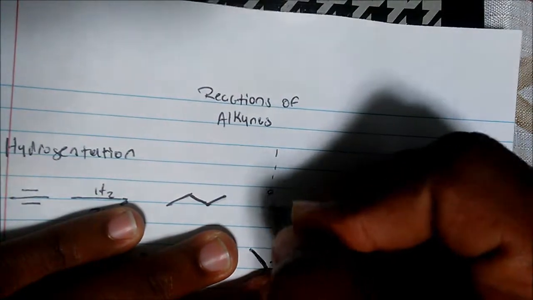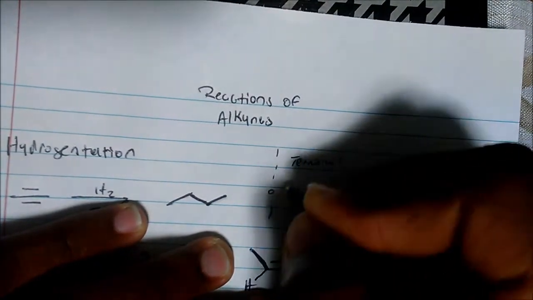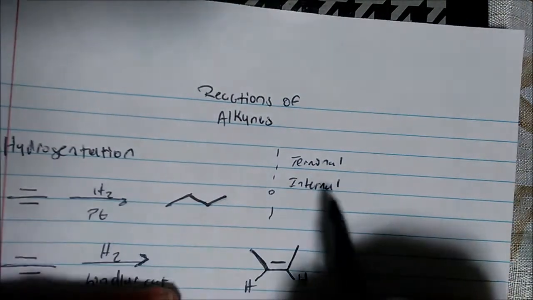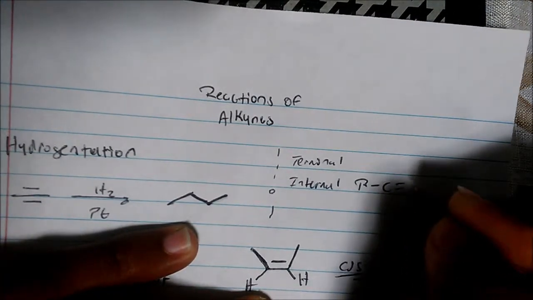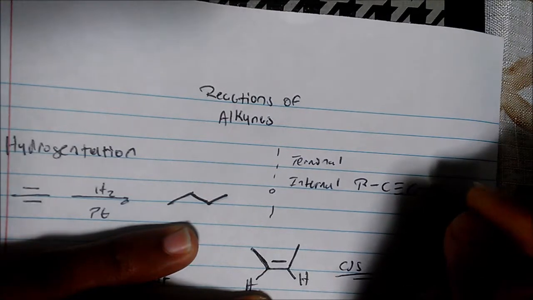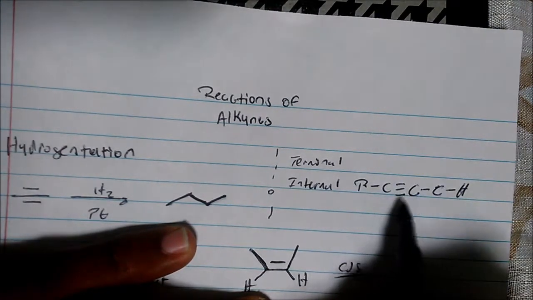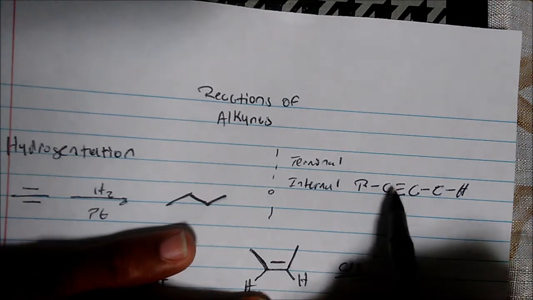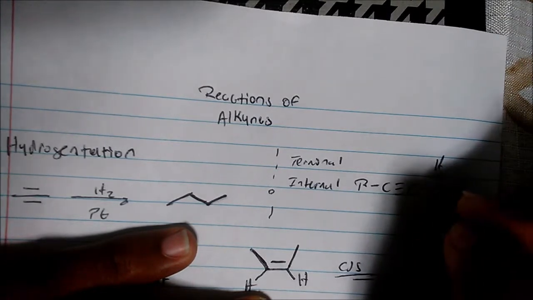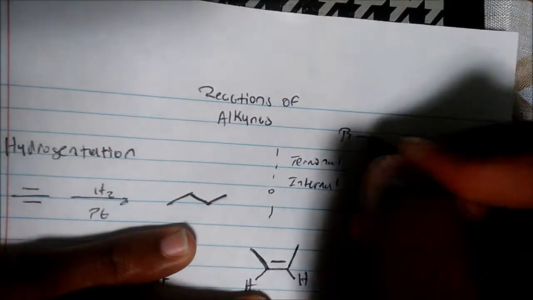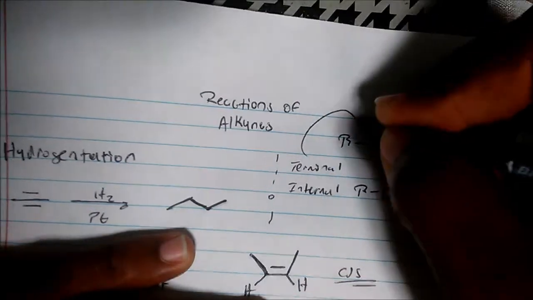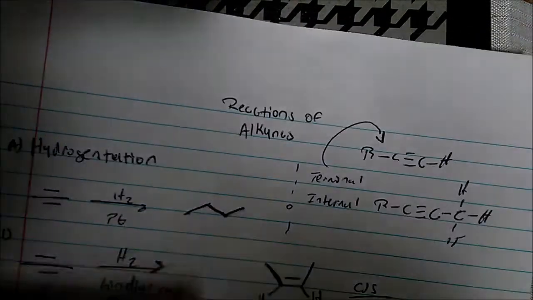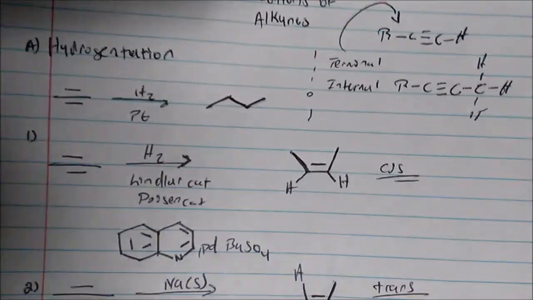We have terminal alkynes and we have internal alkynes. Most of the reactions we talk about will deal with internal alkynes, where the carbon-carbon triple bond is in the middle. With terminal, it's at the end, so you might see something like this. Notice that we have a hydrogen here at the end. When we talk about alkyne reactions, we'll mostly be talking about terminal alkynes. You'll see internal alkynes when we talk about halogenation, but just keep this in mind. I forgot to mention it.